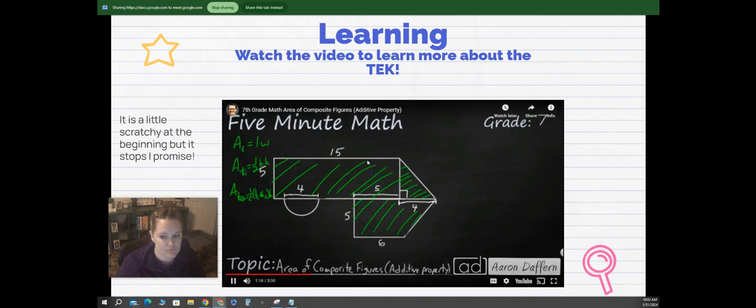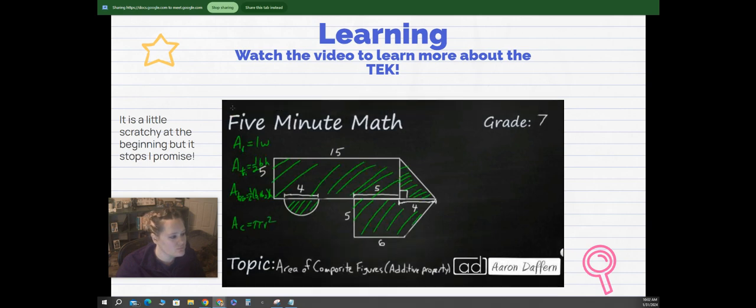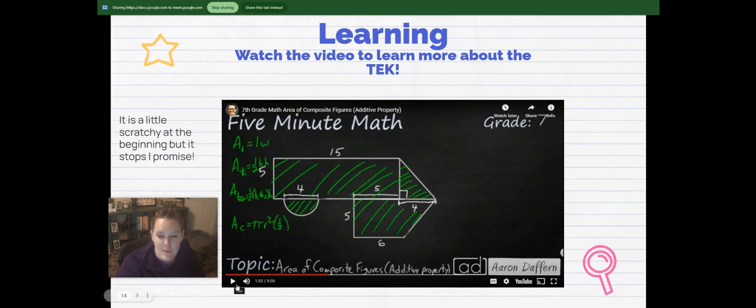And then we've got the circle, but it's not even a full circle, it's a half circle. So we're going to take the area of a circle, so that is pi r squared. Then we're just going to multiply that by 1/2, or divide by 2. Same thing. So let's see if we can start working these out, because then we're going to have to add all of them. I'm going to pause the video.